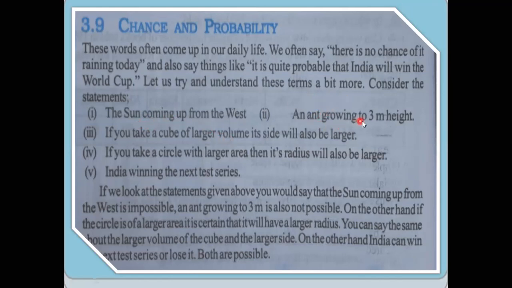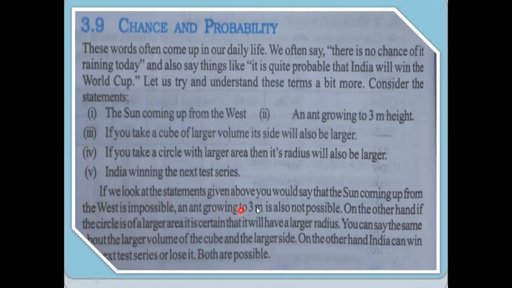Next, see here, an ant growing to 3 meters height. Is it possible that an ant will grow to 3 meters height? No. It is only in millimeters. Next, if you take a cube of larger value, its side will also be larger. Next, if you take a circle with larger area, then its radius will also be larger. Next, India winning the next test series. In all these cases, what will you use?